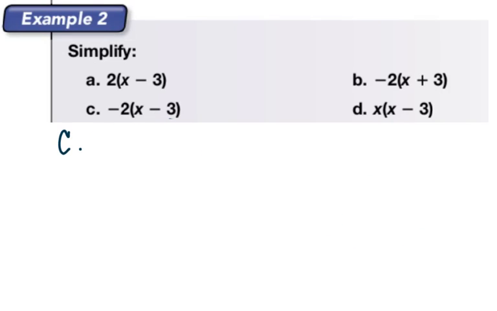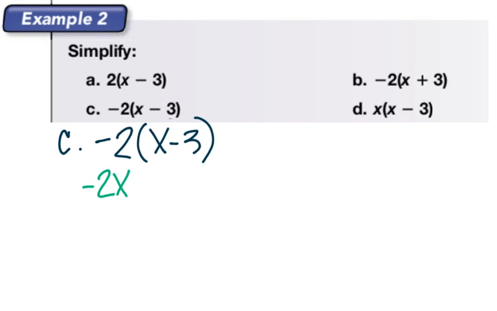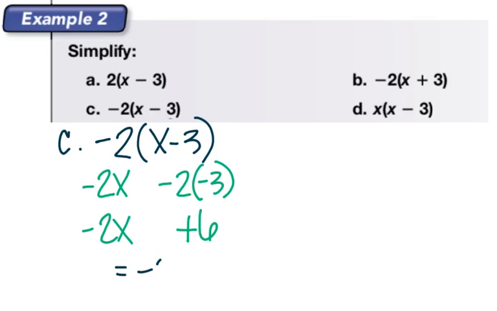Okay, let's do example C. Negative 2 times x minus 3. We're taking this negative 2 and multiplying it by x, and we're taking the negative 2 and multiplying it by negative 3. This stays a negative 2x. Over here, our negative 2 and our negative 3 become a positive 6. So now our answer becomes negative 2x plus 6.